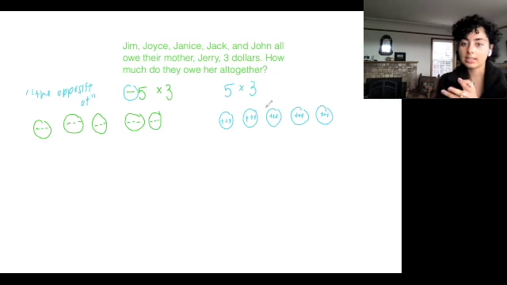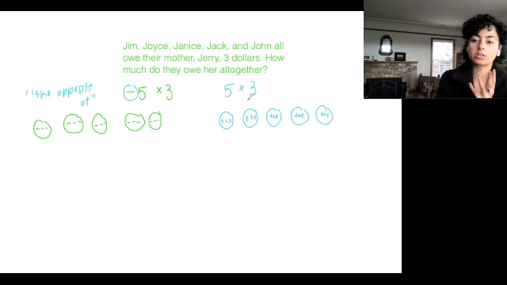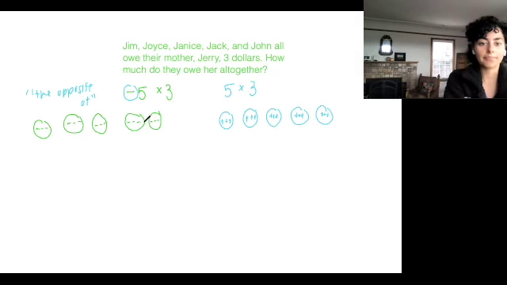Whereas in this case, if they all had $3 and they didn't owe anything, then they could just have a positive value. They would have 15, or 5 times $3 altogether. But in this case, it's the opposite of that. So we're going to have 5 groups of negative 3 since they're owing their mother that.